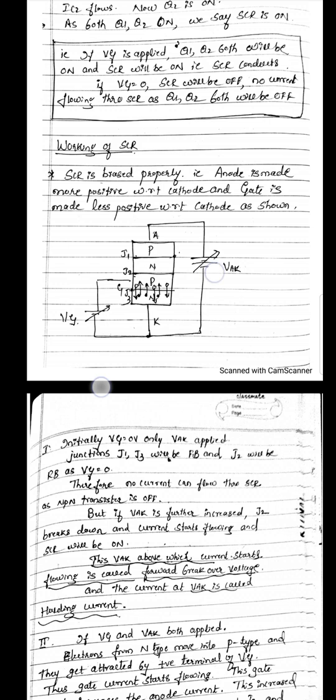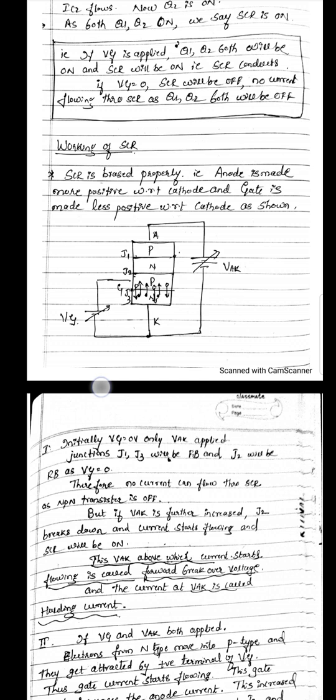value. When VAK is increased, there is more power for the electrons to get attracted towards the anode. Because of this high power, J2 breaks down when VAK is applied in a larger quantity. When VAK is made very high, J2 breaks down. When J2 breaks down, electrons can easily pass from the cathode to the anode terminal, and there will be a flow of electrons in this way.